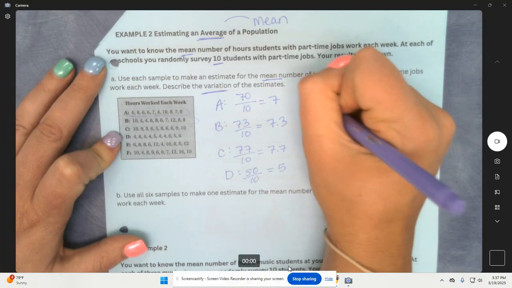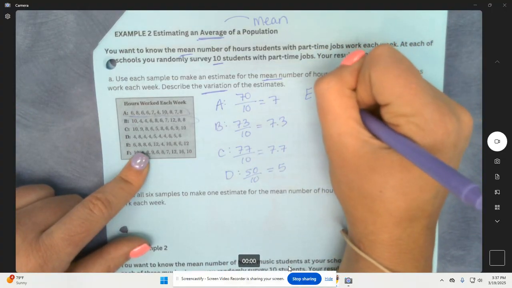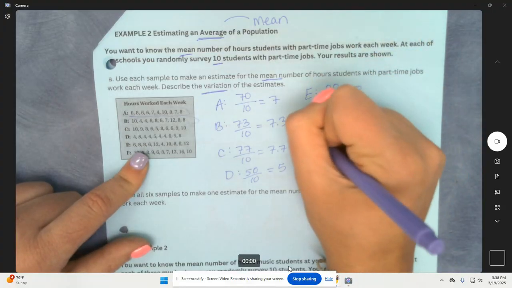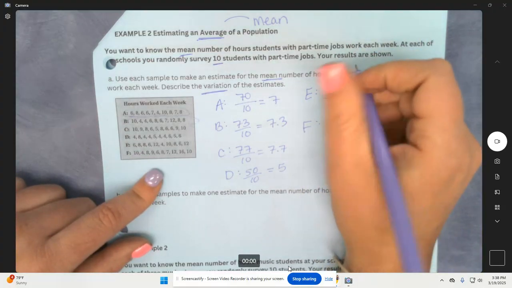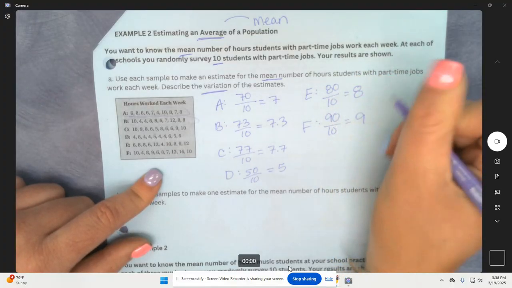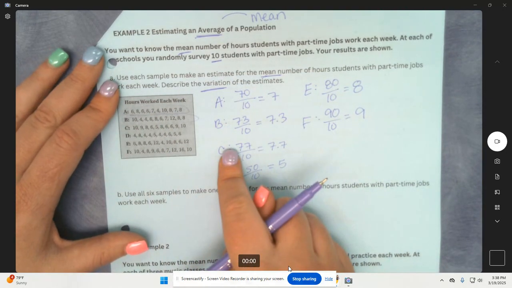And for school E, I add it all up. Get a sum of 80. Divide it by 10. I get a mean of 8. For F, add it all up. Got a sum of 90. Divided by 10. Got a mean of 9. So I should have done all of those things.